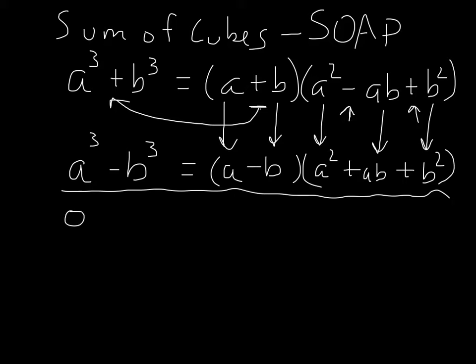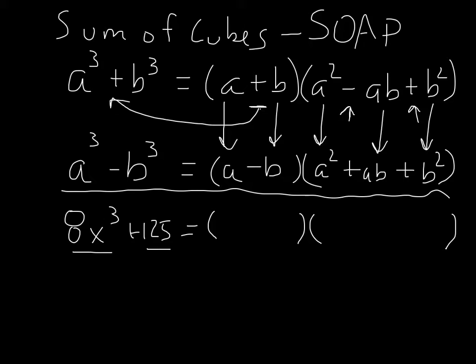If I have 8x cubed plus 125, the first thing I always want to do is make sure there's no GCF between this term and this term. If there is, I want to take that out, make it simpler right away. In this case, there is no GCF. So I go right to recognizing the fact that it is a sum of two cubes.